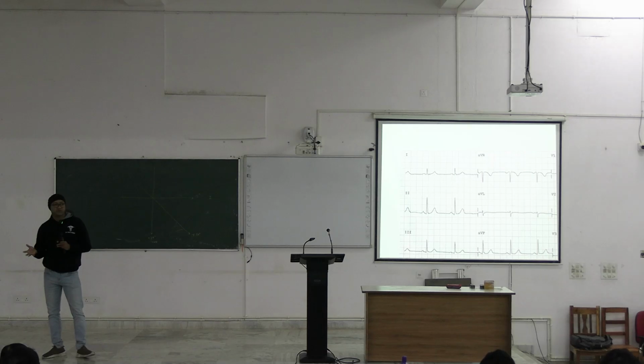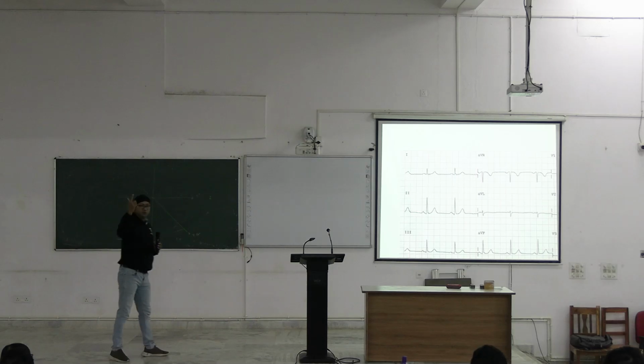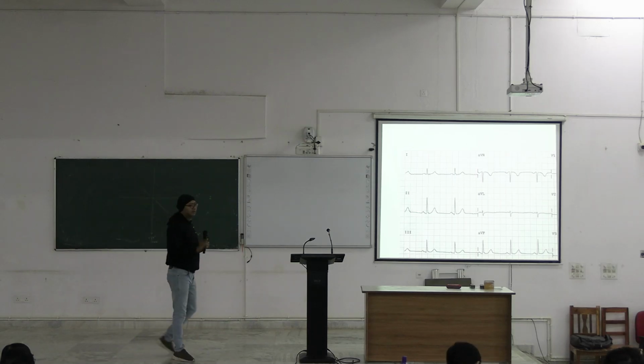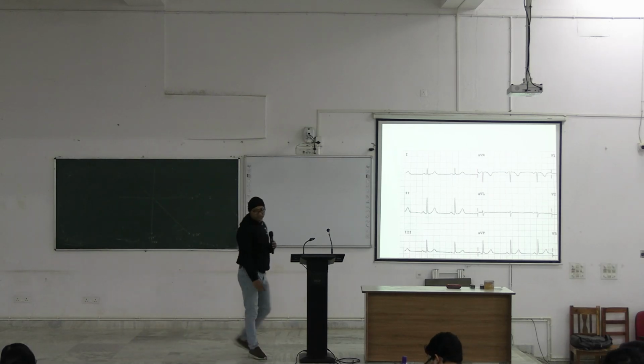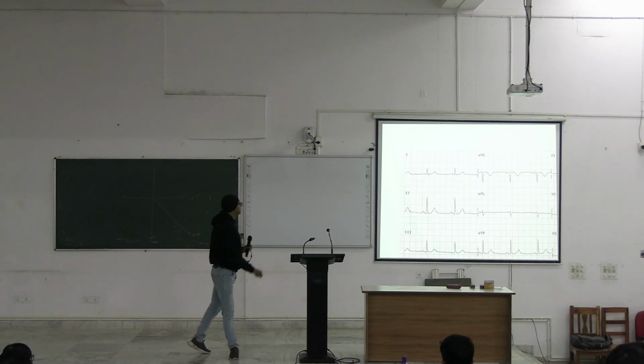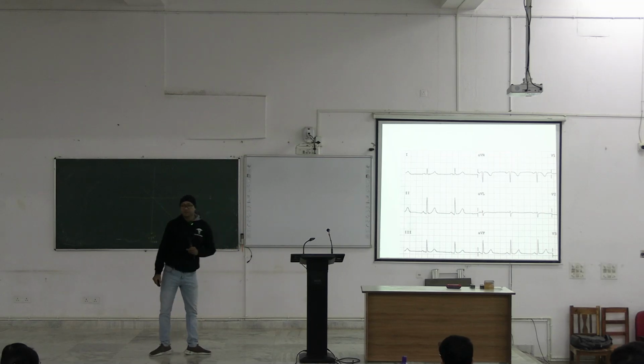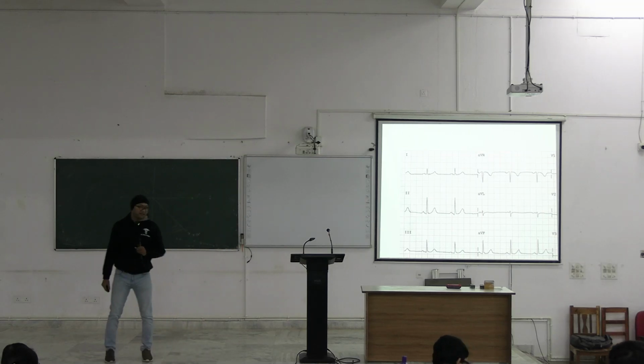So, we need to determine the net QRS voltage. As we see, suppose it is plus 12 in the upward direction and minus 1 in the downward direction. So, net QRS voltage will be plus 11. So, we got plus 11 for lead 2 and plus 5 for lead 1.